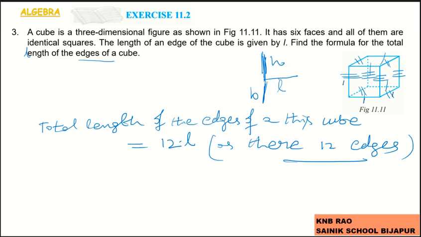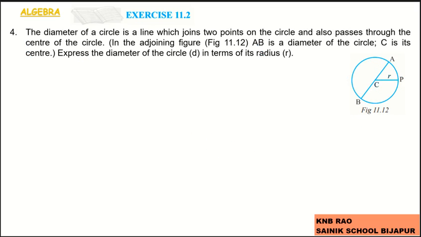Then coming to the main question number 4. The diameter of a circle is a line which joins two end points on the circle and also passes through the center of that circle. In the figure it is shown AB is the diameter of the circle, C is the center. Express the diameter of the circle D in terms of radius.